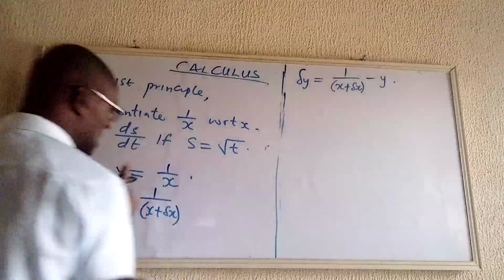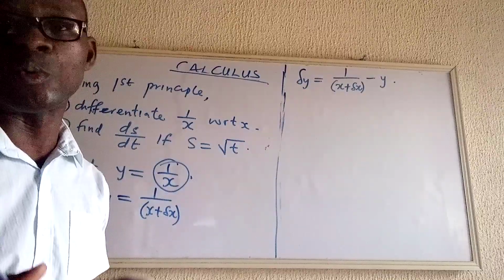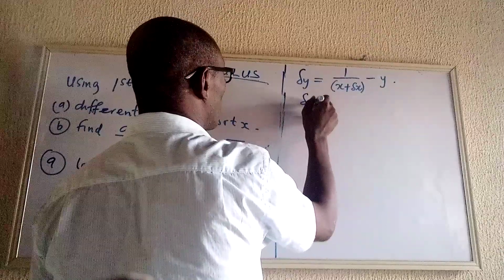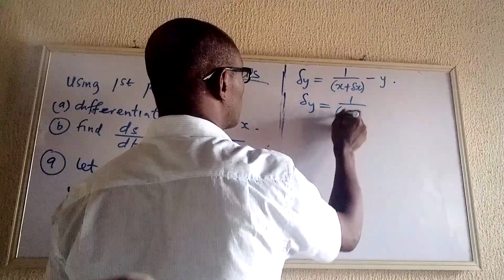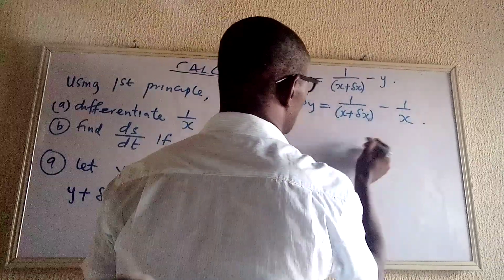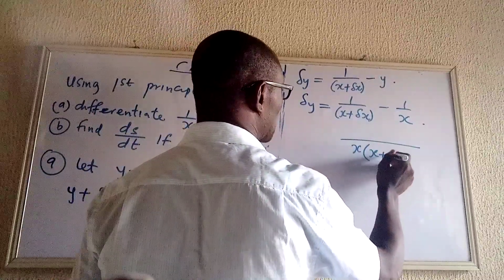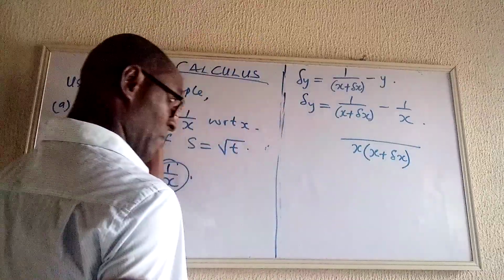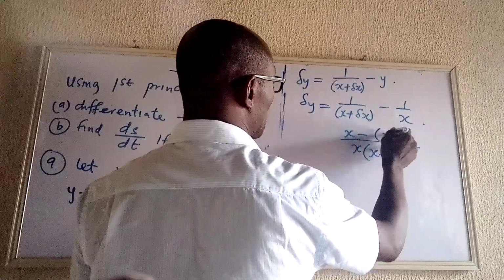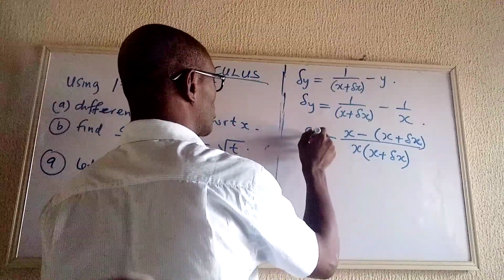But do not forget that y can be replaced with 1 over x, because y is originally equal to 1 over x. So delta y equals 1 over open bracket x plus delta x minus 1 over x. When you find the LCM, you are going to have x into bracket x plus delta x, bracket closed. And that will give us x minus open bracket x plus delta x. So everything equals delta y.